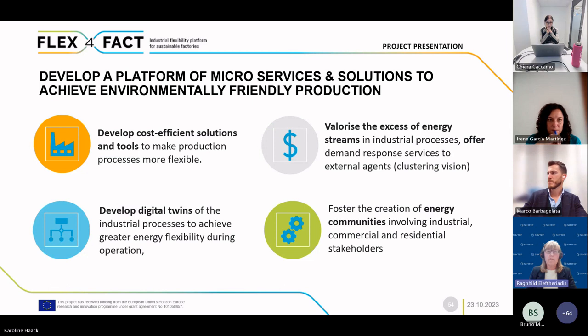Next slide, please. That's a little bit about what we are going to develop. We are going to develop some small microservices and solutions for environmentally friendly production. Especially the demand part of the energy is important, also to valorize the excess of energy streams. For us this is to offer demand response. This is more or less within the digital twin, where we could also have energy flexibility, and also the operations around that, especially for the control systems in this area. And to foster the creation of energy communities is also a part of our goal in the project.